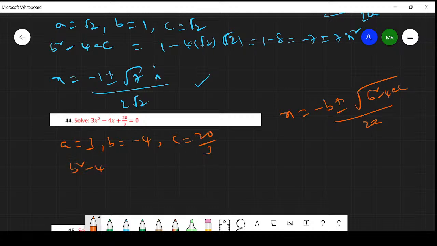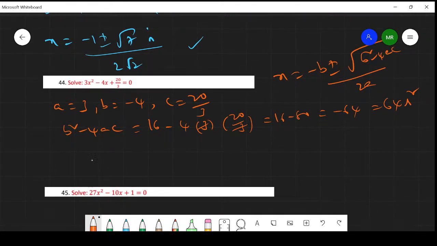Now b square minus 4ac if we take, b square is 16. 4 into a means I can write 3, into 20 by 3. 3 I can eliminate here. 16 minus 80 is minus 64. It will be 64i square. Correct, 64i square.